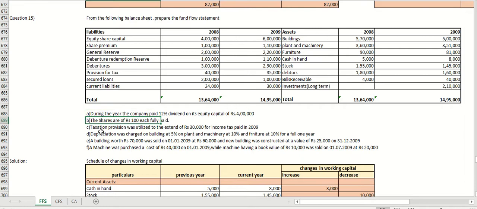The second adjustment is that shares are of rupees 100 each, fully paid. So the shares are fully paid, which means the entire share amount is paid up by the shareholders. Point 3: tax provision was utilized to the extent of rupees 30,000 for income tax paid in 2009. So we have the tax provision which was paid for rupees 30,000, so the current year tax paid is 30,000.